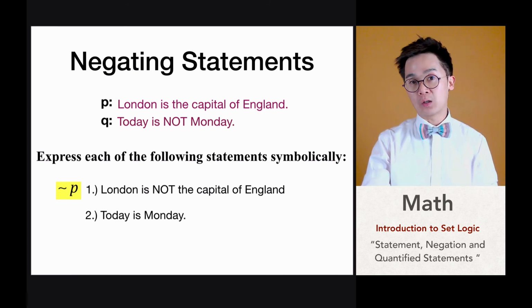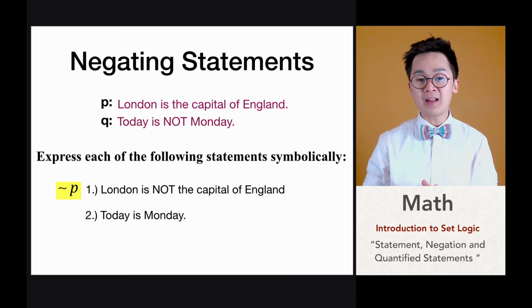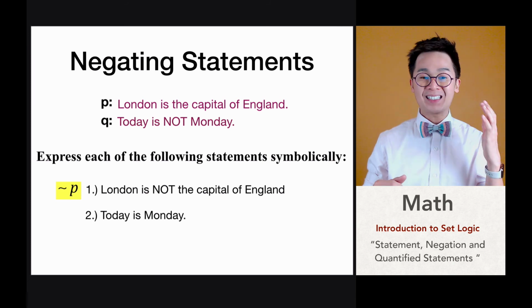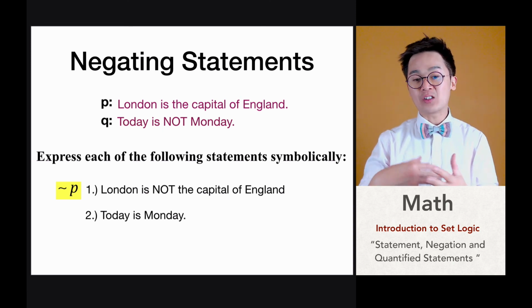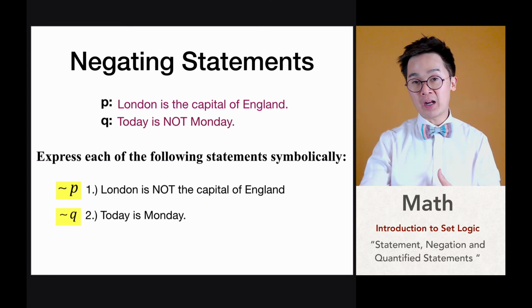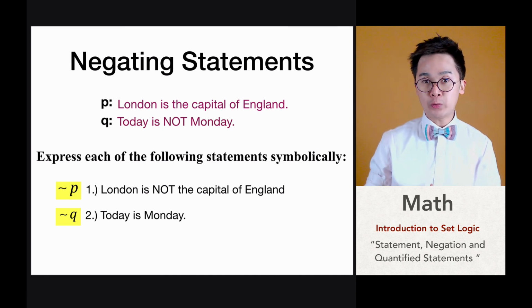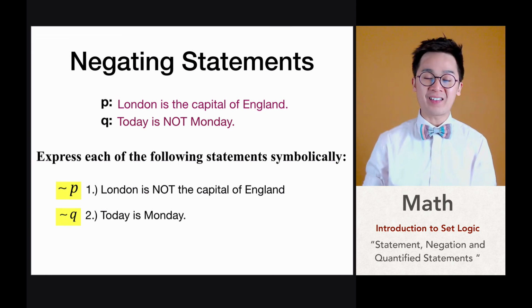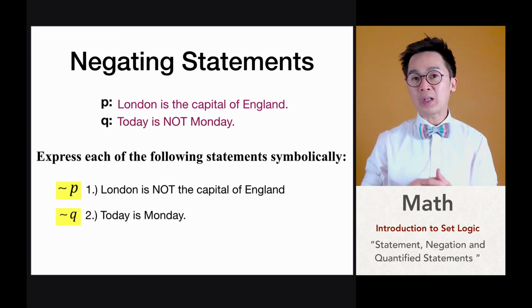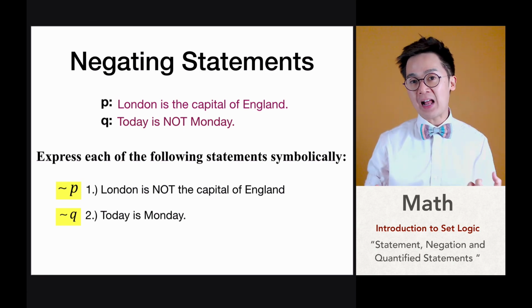Since this statement is asking us to write London is not the capital of England symbolically, we'll use not P as our symbol. And for number two, it says today is Monday, and we know that Q, as stated in the problem, is today is not Monday. So not Q is that today is Monday. That would be the symbolic form of statement number two, or statement Q, in this particular problem. So this is how we use symbols, and how we negate and verify if a statement is valid in logic.